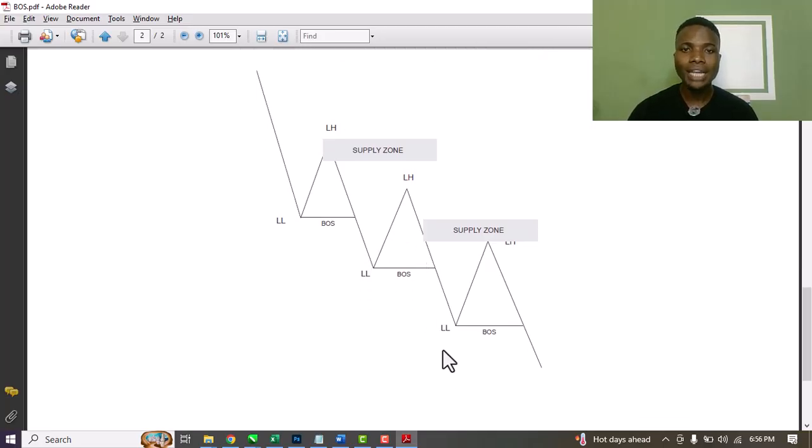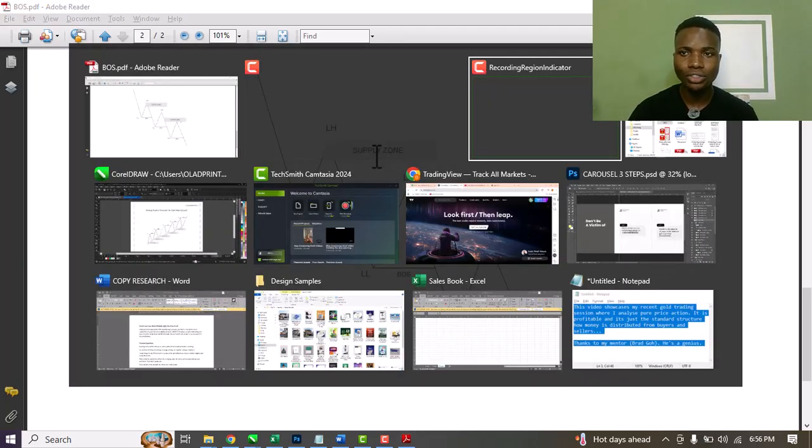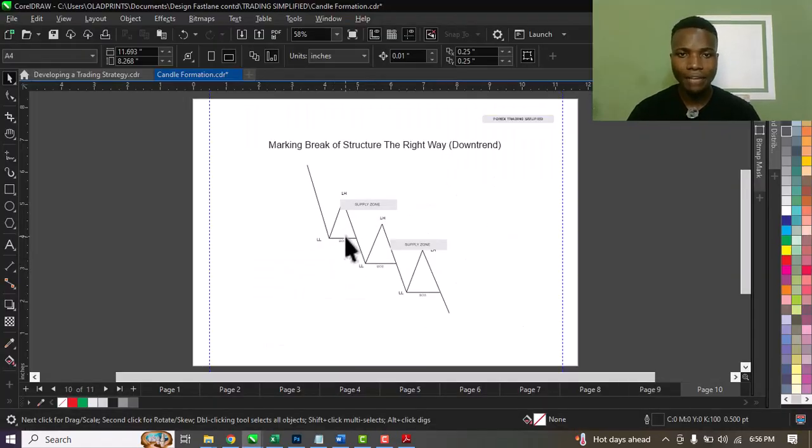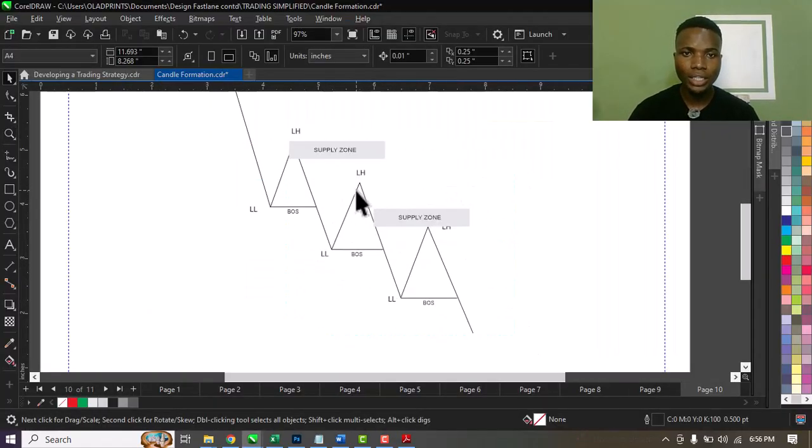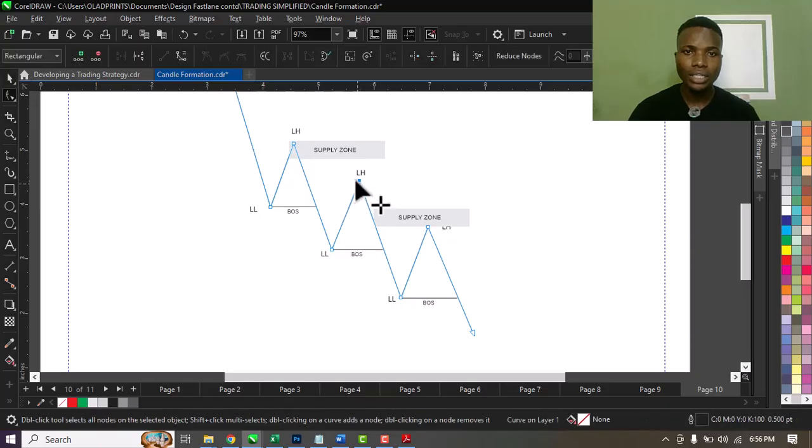All right, and you can see that when price was breaking structure, it was retesting the demand zone before it continued this downward movement. Okay, and this zone, I didn't actually draw this zone very well, but I think I should just quickly readjust that. Okay, so can you see that?